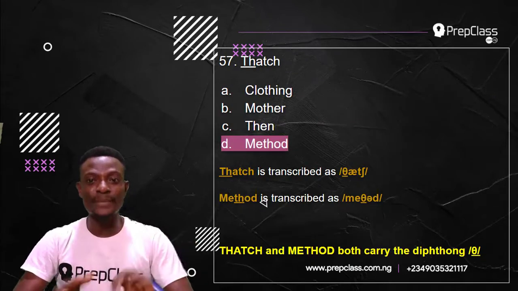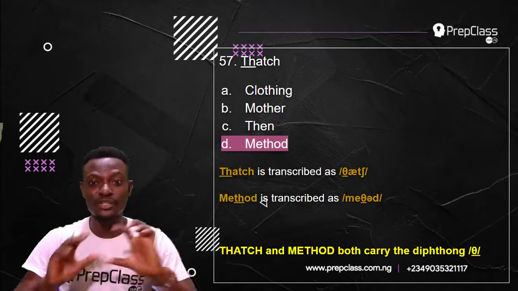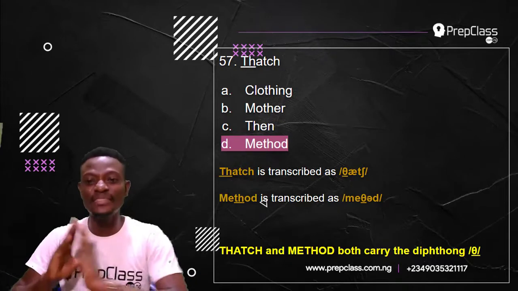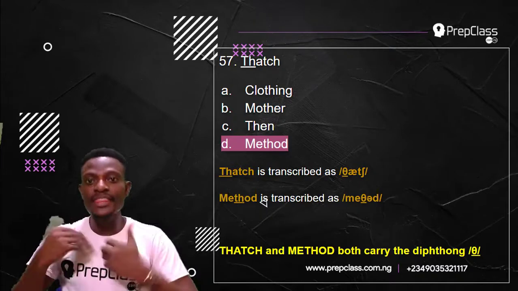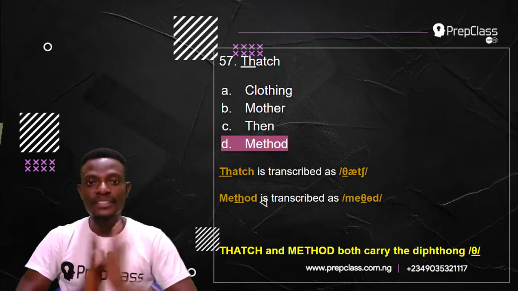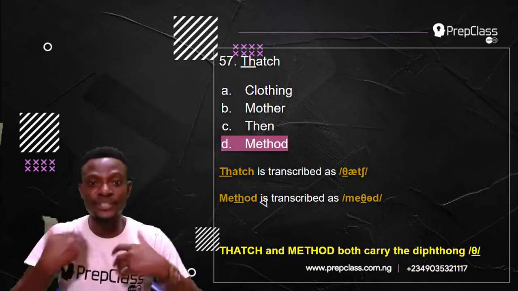Sash is transcribed as shown on the screen. Method is transcribed as shown on the screen. Now, sash and method both carry the diphthong th. Sash. Method. You can hear the th. So the answer to this question is option B.